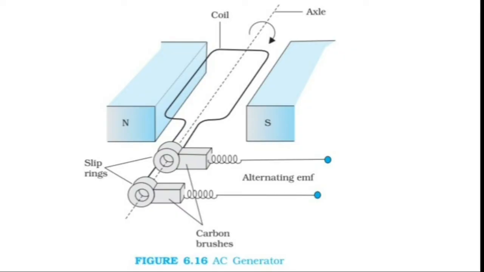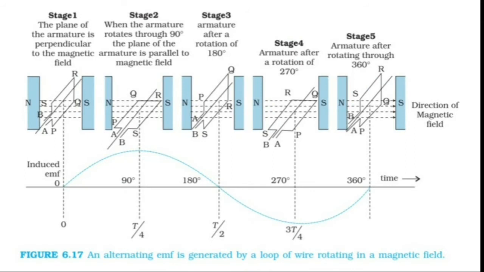When the question comes to draw the schematic diagram of an AC generator, this is the diagram which you have to draw, which shows the north and south poles of a bar magnet and the armature coil, slip rings, carbon brushes and also the axle. Now this diagram shows the different orientations of the armature in the magnetic field and the magnitude of the EMF at those instances.